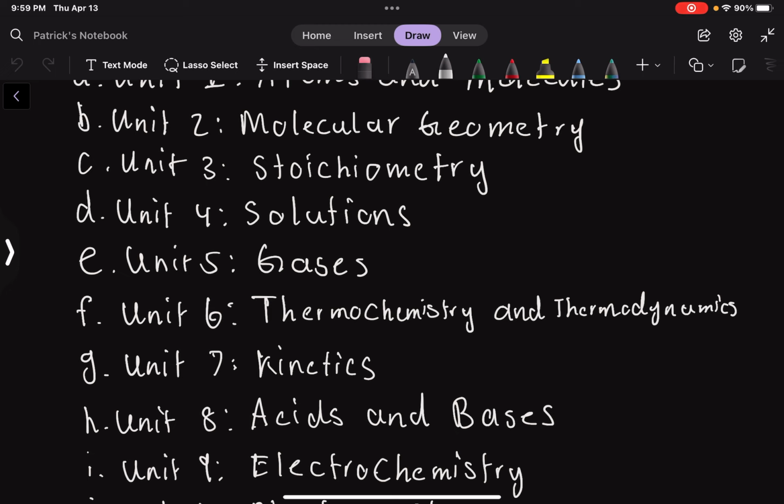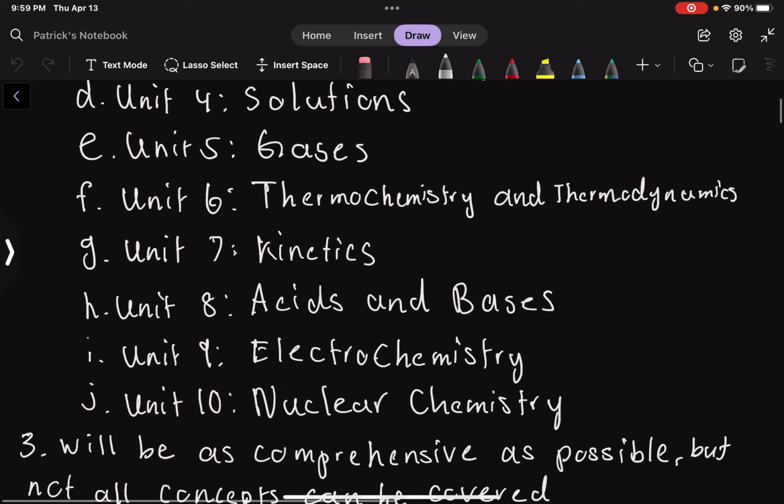Unit 7 on chemical kinetics. Unit 8 will cover acids and bases. Unit 9 will cover electrochemistry. And finally, Unit 10 will concern itself with nuclear chemistry.